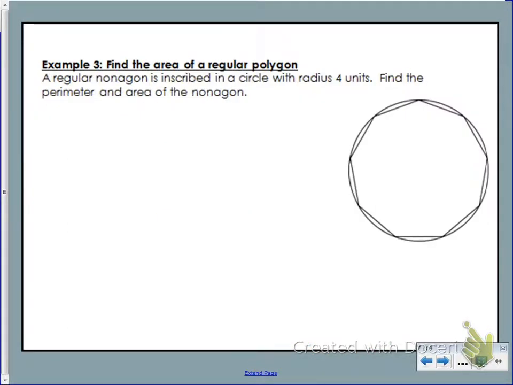Let's try one more example. Example 3 says that we're finding the area of a regular polygon. It says a regular nonagon, keep in mind that means it has 9 sides, is inscribed in a circle.